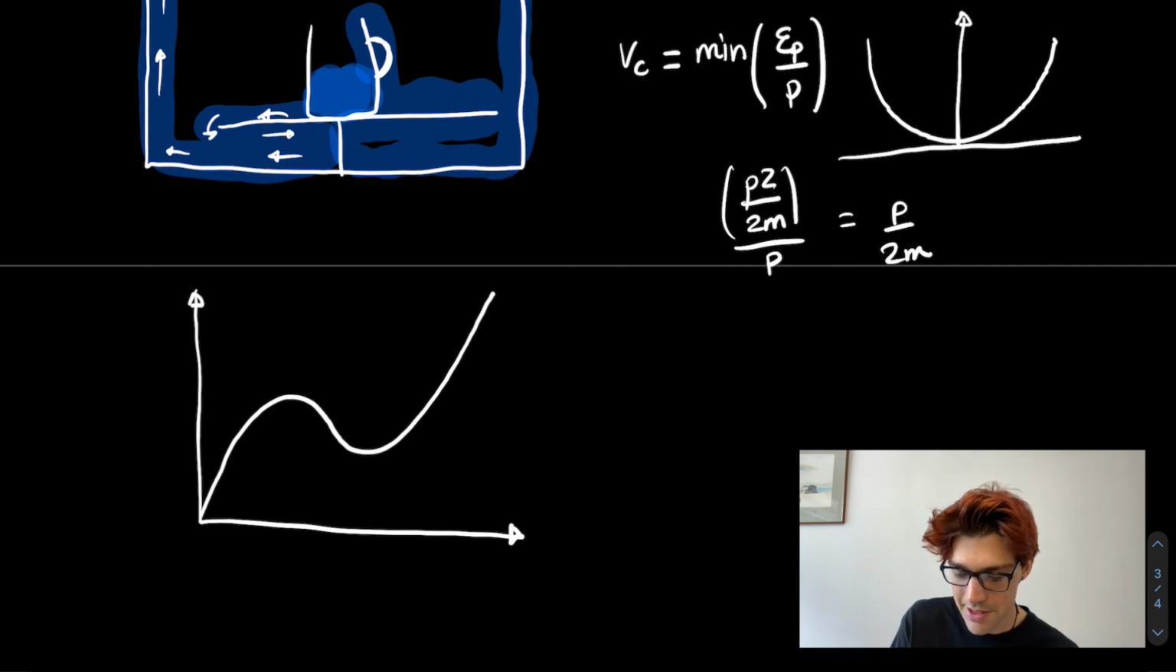And anything below this velocity, for which you'd have to know the exact equation of this curve, you will have superfluid behavior. Above the velocity, it just behaves like a normal fluid. But below this velocity, you basically get superfluid behavior. And yeah, it's really cool.